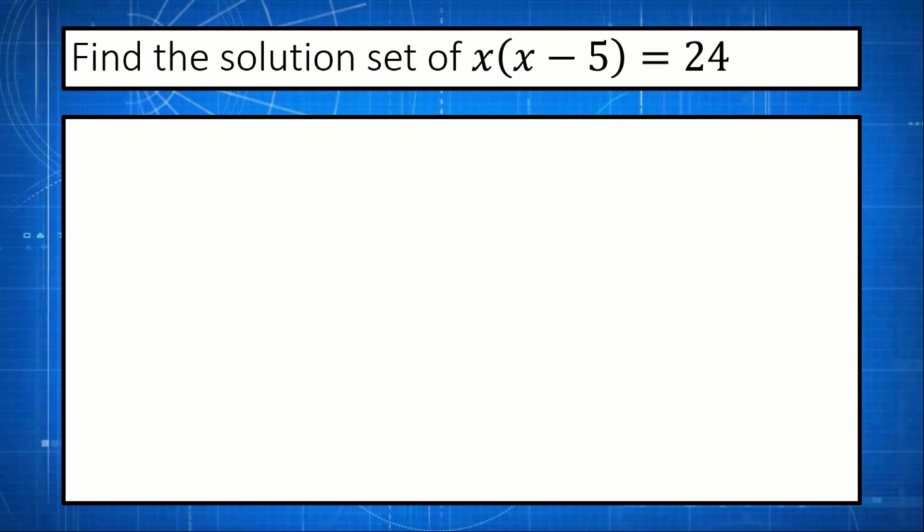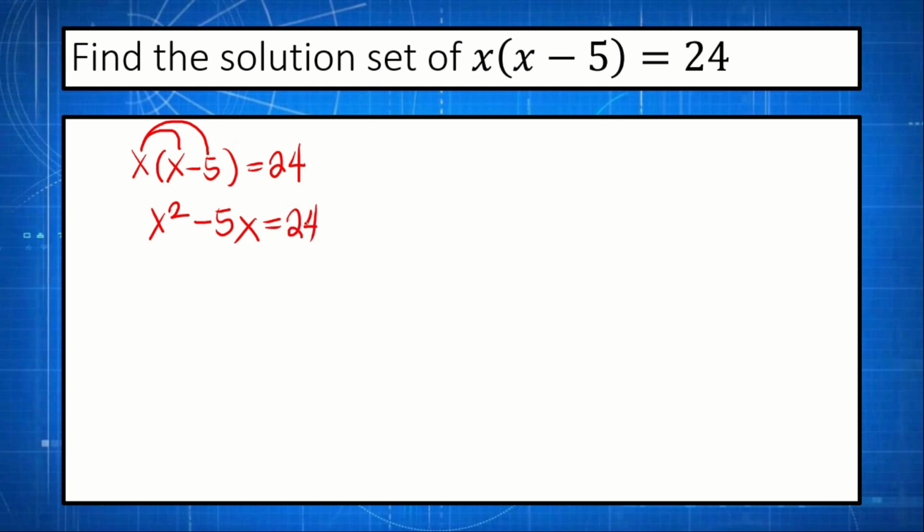Okay, let's try to answer example number 1. Find the solution set of x multiplied by x minus 5 is equal to 24. Our step number 1 here is we need to set this equation to standard form. So we have x multiplied by x minus 5 is equal to 24. We apply the distributive property. So x multiplied by x, we have x squared. x multiplied by negative 5, we have negative 5x, is equal to 24.